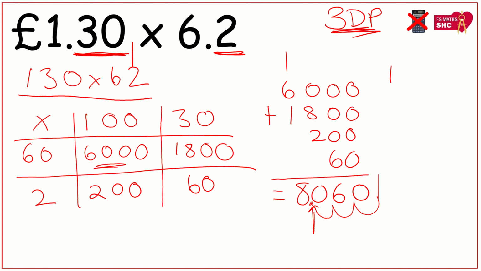So £1.30 times 6.2 equals 8.06. Now I know there's a 0 on the end, but it's just a 0. And it's money, so we don't actually need that one because it's just a 0 on the end. That means there's nothing after that point. Okay.